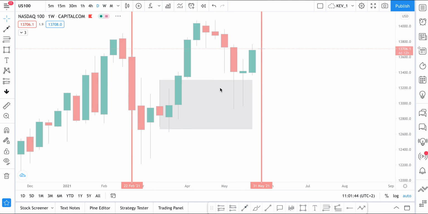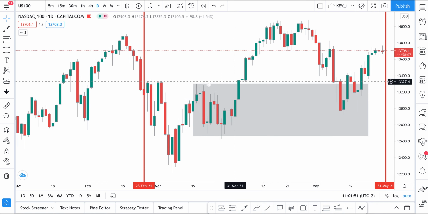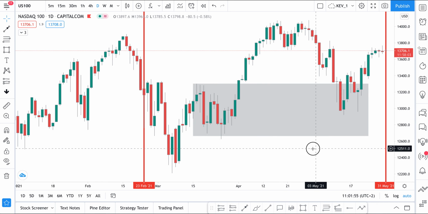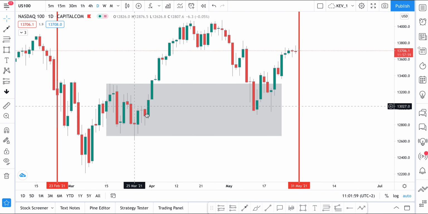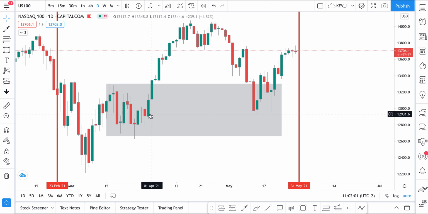So what you would do, go down to the daily chart. On the daily chart, you identify, okay, why did the market bounce off this zone to go up? So what you do, you identify, you can see there's another demand zone here.